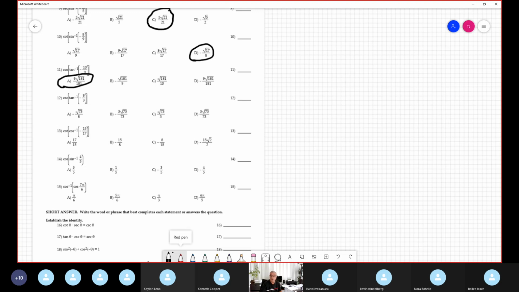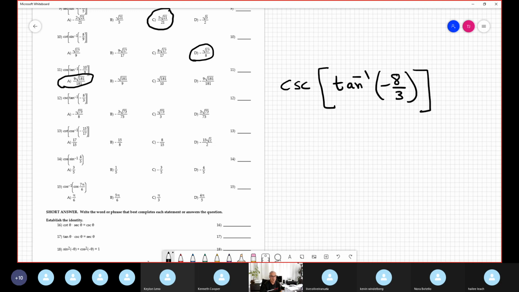Okay, number 12. Let me do the number 12. Number 12 is cosecant. Wow, I don't like cosecant. Cosecant of the bracket, tangent inverse of negative 8 over 3. Don't get frustrated when you say, wow, what the hell is that? No. Step by step. You analyze step by step.